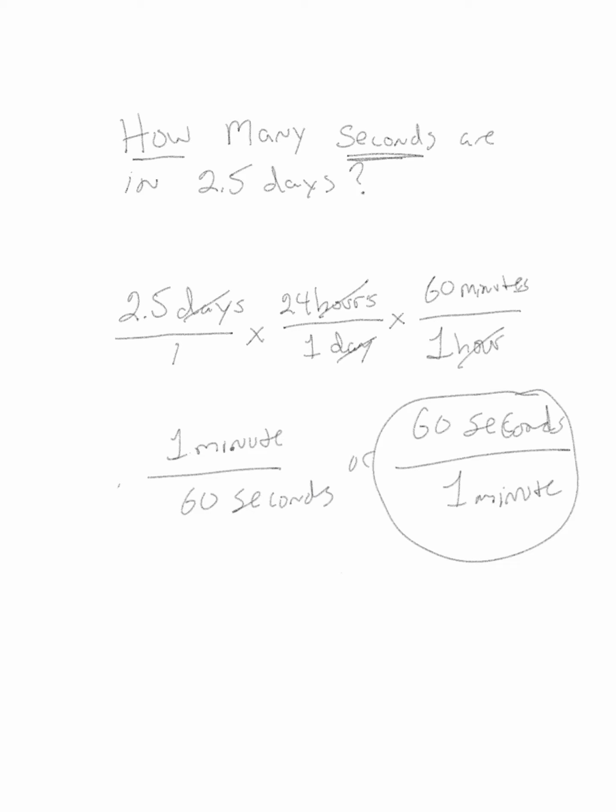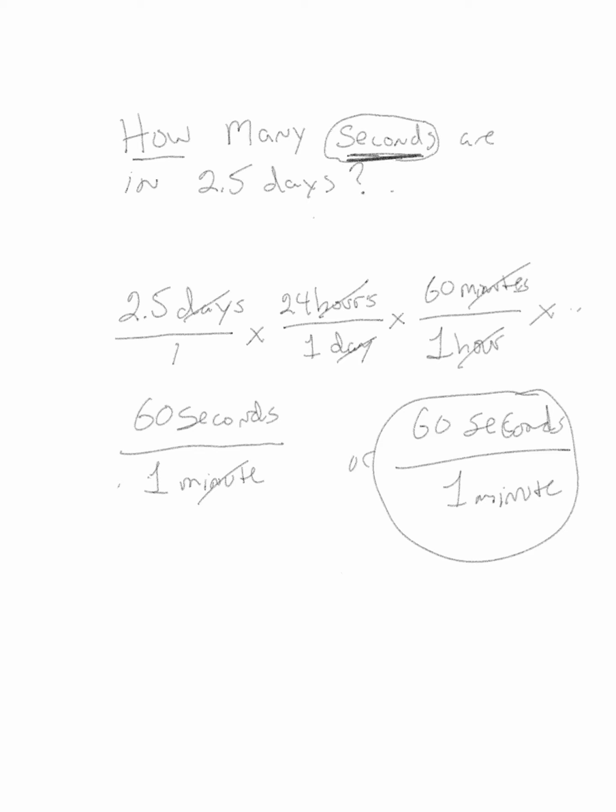Because I've run out of room over here, I can't put it there, so I've got to put it over here. I'm going to multiply it times 60 seconds over 1 minute. Minutes cancel out. Now I'm left with seconds. If I go back to this problem, I wanted to find seconds, and I'm left with seconds here. So I know I've set this up properly.